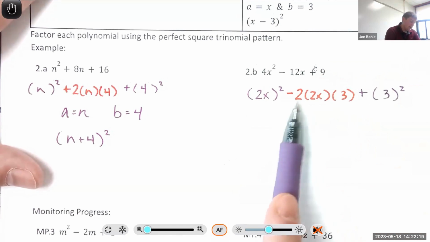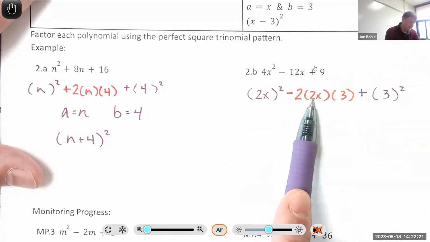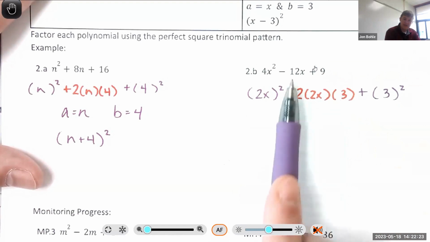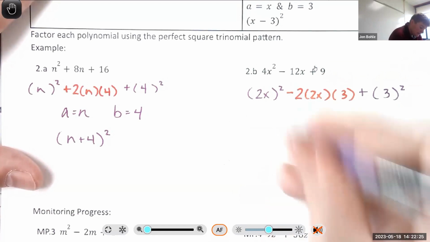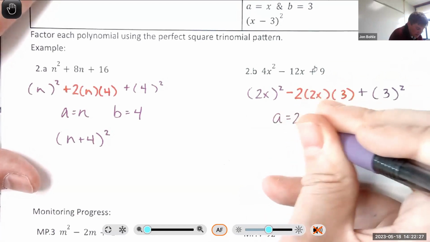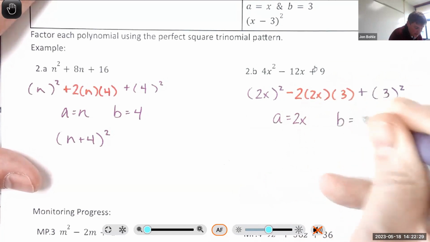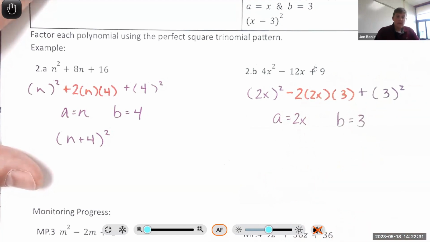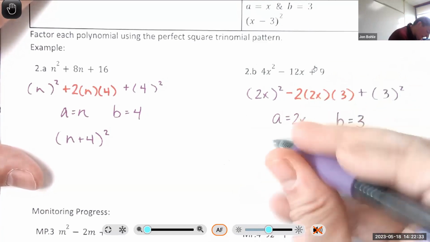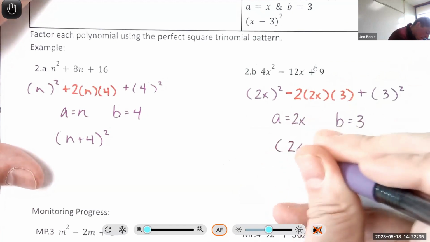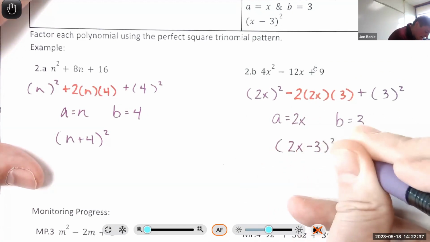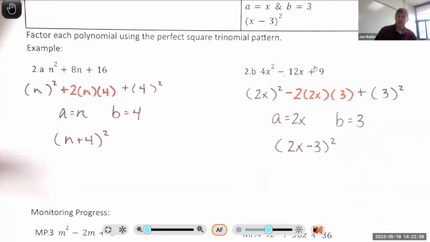Well, let's check. Negative 2 times 2 is negative 4x. Negative 4x times 3 is negative 12x. Yes, it is. So that verifies my a value is 2x and my b value is 3. So what does this factor into? This one factors into 2x minus 3 to the second power, because this is a minus in the middle, so it's a minus in the formula.